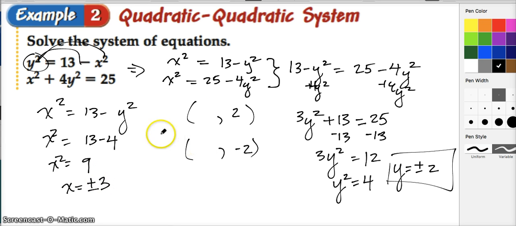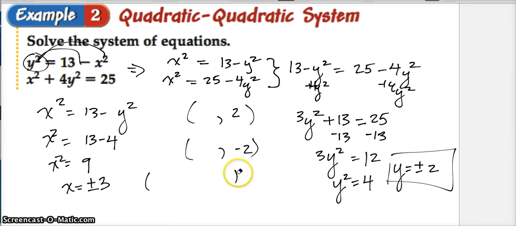But here's the thing. So when y was equal to positive 2, I would get plus or minus 3. And even if I put negative 2, because I'd be squaring the y squared, I would still get a positive 4, 13 minus a positive 4, and I still get x is equal to plus or minus 3. So what this is telling me is that my answer has 4 intersection points.